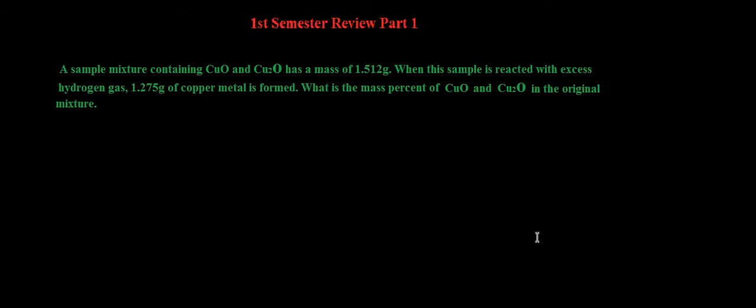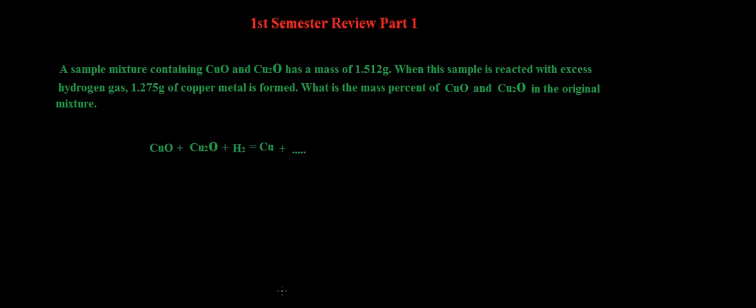So, we're given that a sample mixture containing CuO and Cu2O has a mass of 1.512 grams. And when this sample is reacted with excess hydrogen gas, 1.275 grams of copper metal is formed. So we're trying to figure out the mass percent of CuO and Cu2O in the original mixture. The first thing we could do when dealing with this type of problem is write a chemical equation for it.